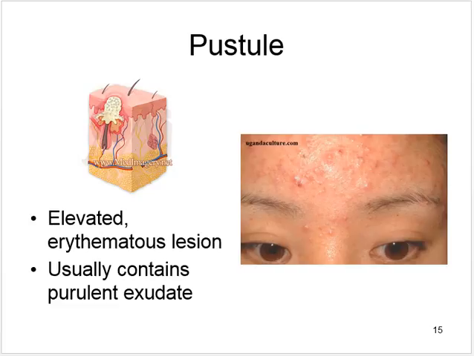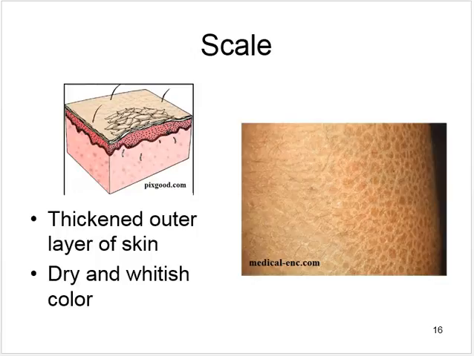A pustule. This is an elevated erythematous lesion. It usually contains purulent exudate or pus. An example of this is a small abscess. Scale. This is a thickened outer layer of the skin. It's dry and whitish in color.